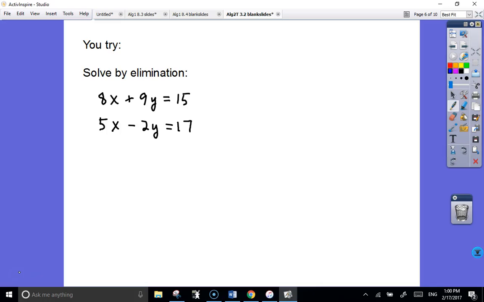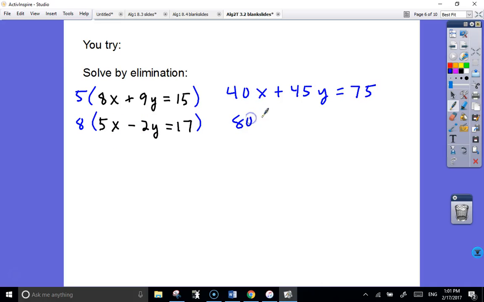What did you do, those that did the x's? Did you make them opposites or just equal and then subtract? Equal and then subtract. So that's easy multiplication. We'll do this one by 5 and this one by 8. And we're going to get 40x plus 45y equals 75. And 40x minus 16y equals 8 times 17, 136.